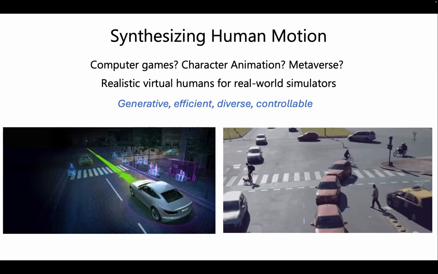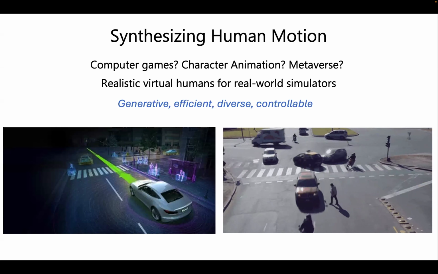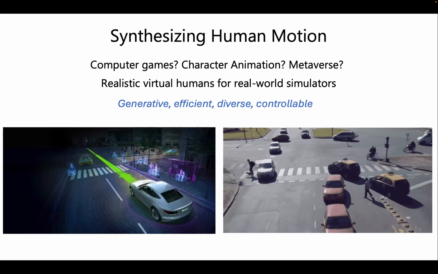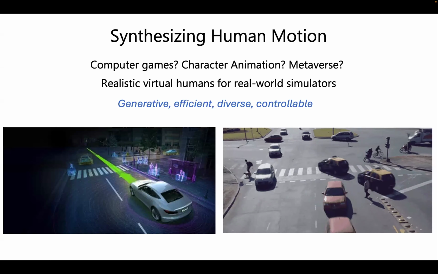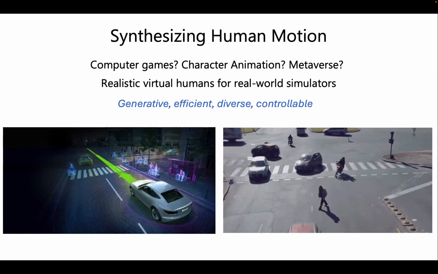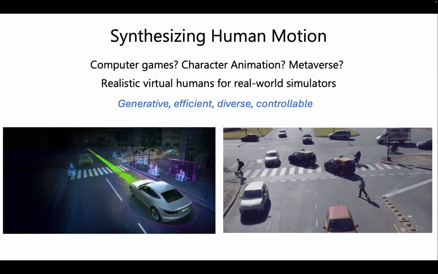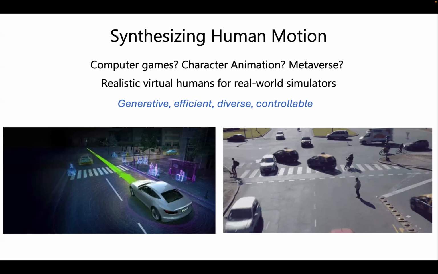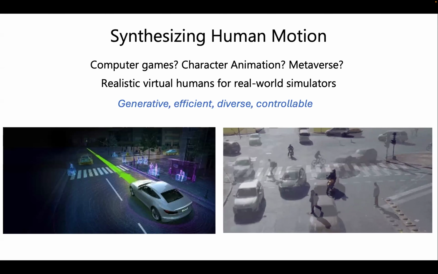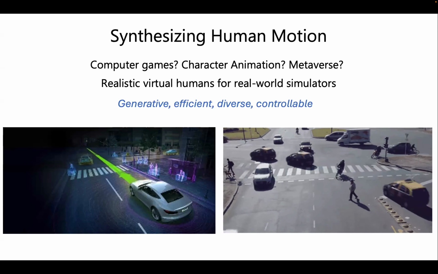And also controllable. We might know from external knowledge that certain types of human behaviors cannot be detected or predicted by perception models. And then how can we really control our generative model to generate certain types of behaviors? So I think those are the goals.